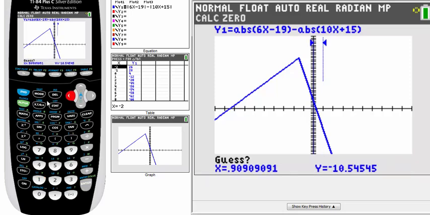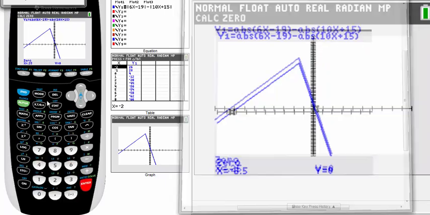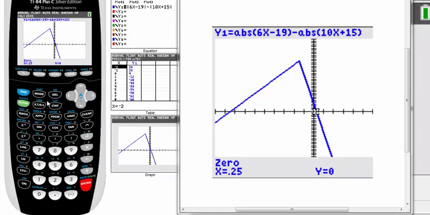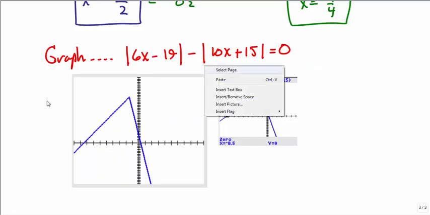And then you can just arrow over to where you think it crosses. It doesn't have to be exact, it's just a guess. And I can see here that it's crossing at 0.25. Well, 0.25 is a decimal equivalent to 1/4, so I've verified both of my solutions.